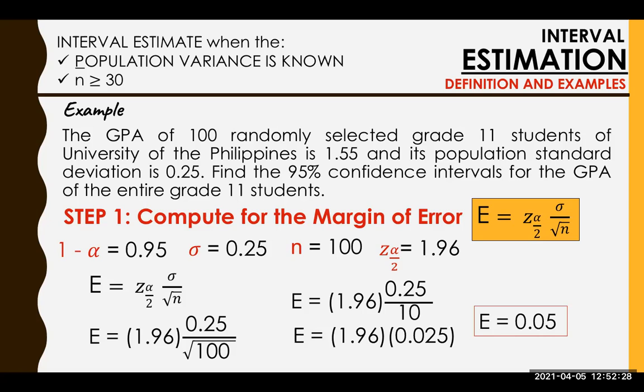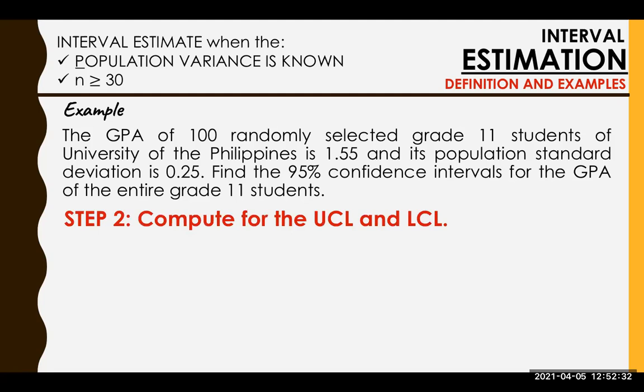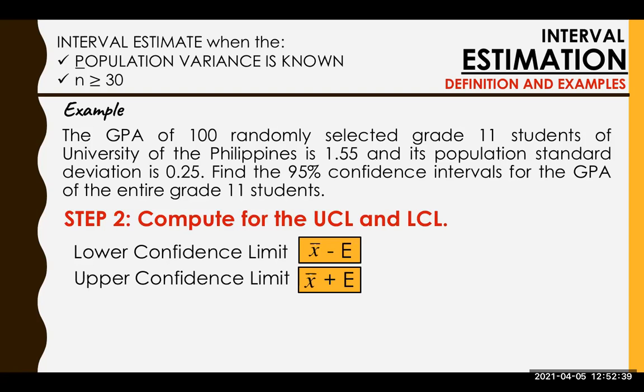Okay? So after we have computed the margin of error, the next thing to do is to compute the upper confidence limit and the lower confidence limit. We all know that the formula for the lower confidence limit is sample mean minus margin of error, and for the upper confidence limit, it's sample mean plus the margin of error. The sample mean based on the problem is 1.55, and the margin of error computed a while ago is 0.05.